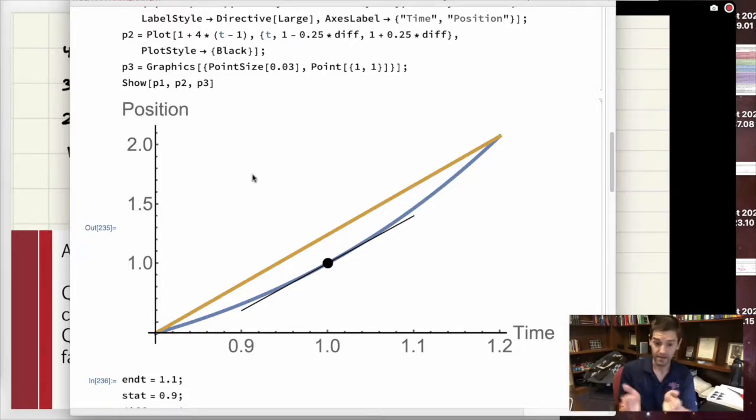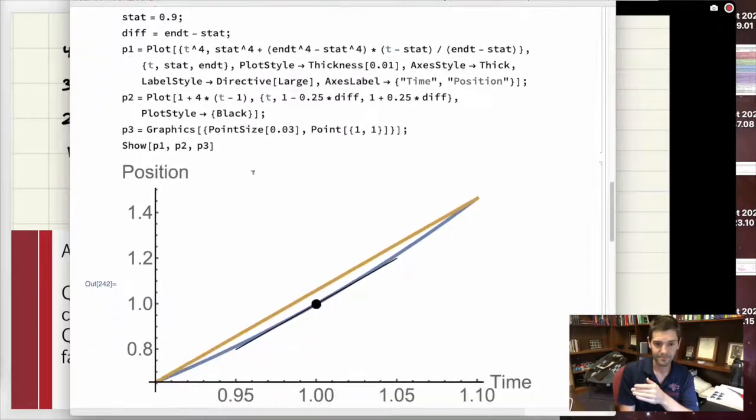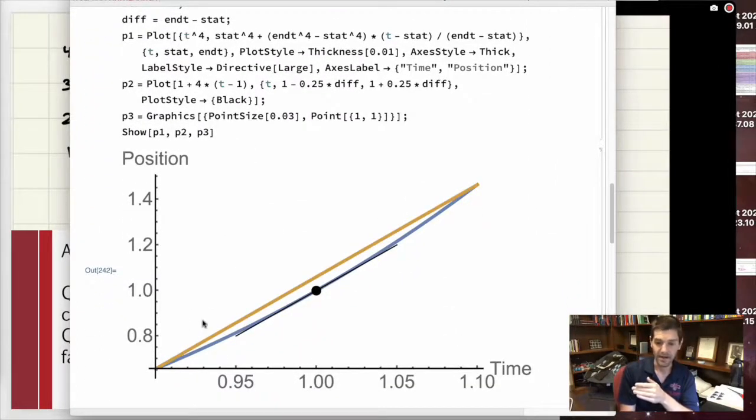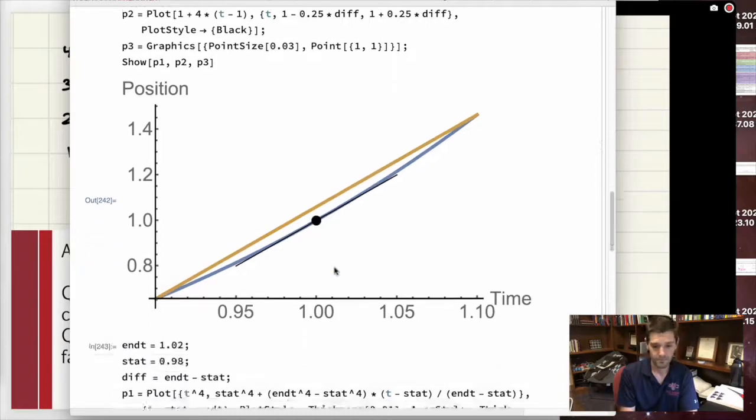So why stop there? Zoom in even more. So now I'm going from 0.9 to 1.1. I've zoomed in a little bit more. And notice that, again, the curves are starting to get closer and closer to one another. The average change that I'm measuring by the solid orange curve, which is an approximation, is starting to become a little bit more accurate with what is actually going on in now the smaller little interval of time. Let's keep going.